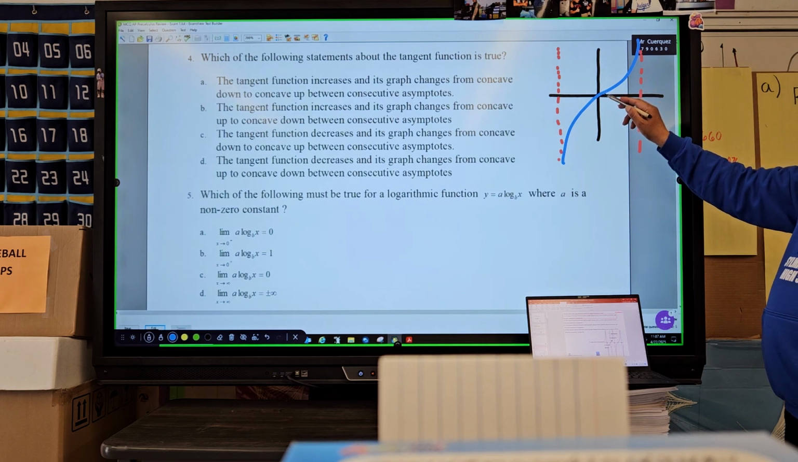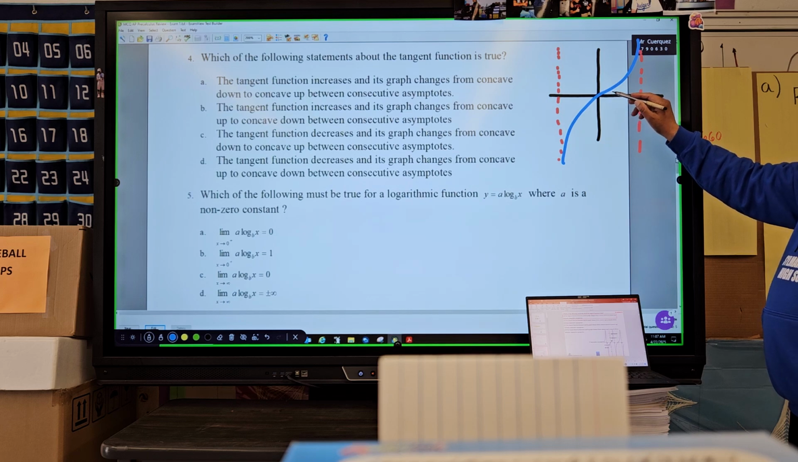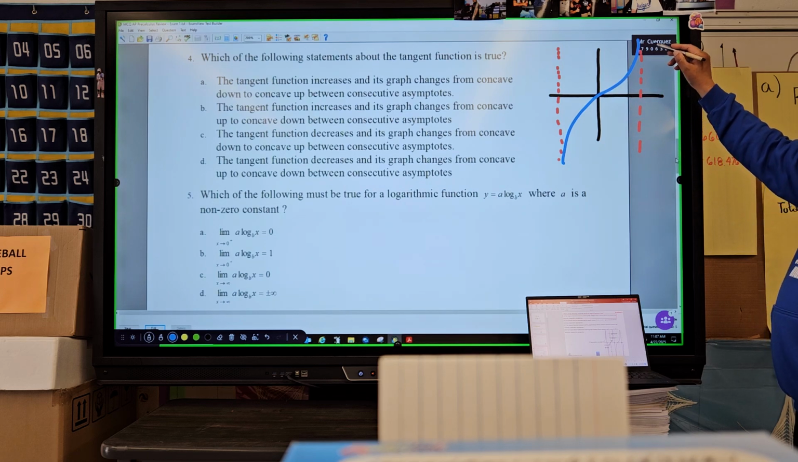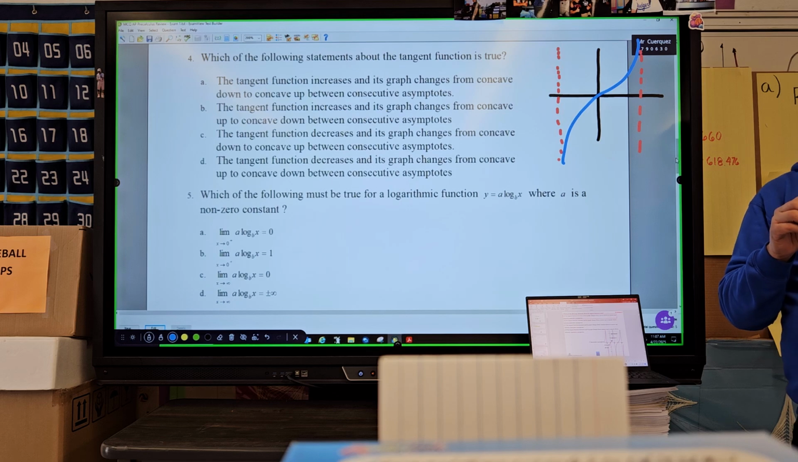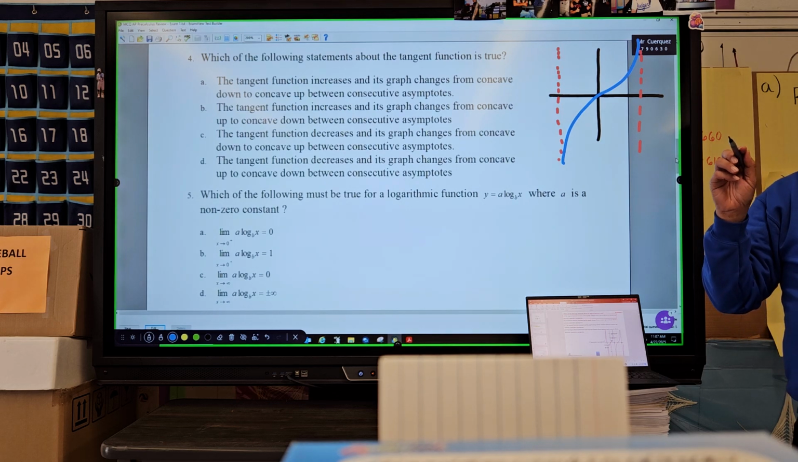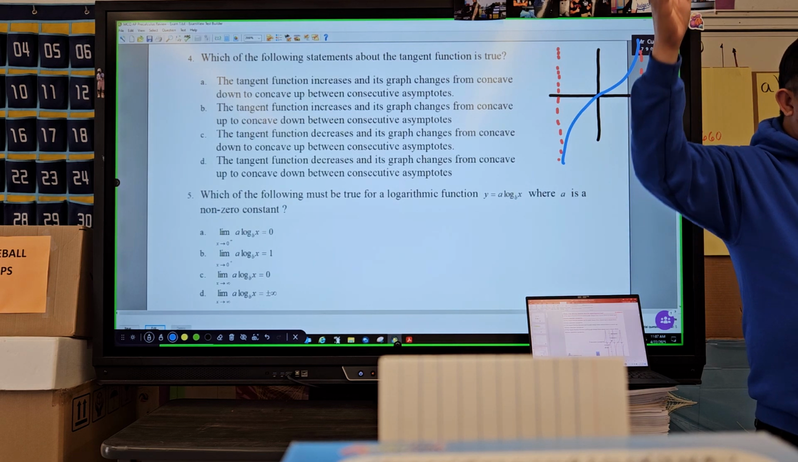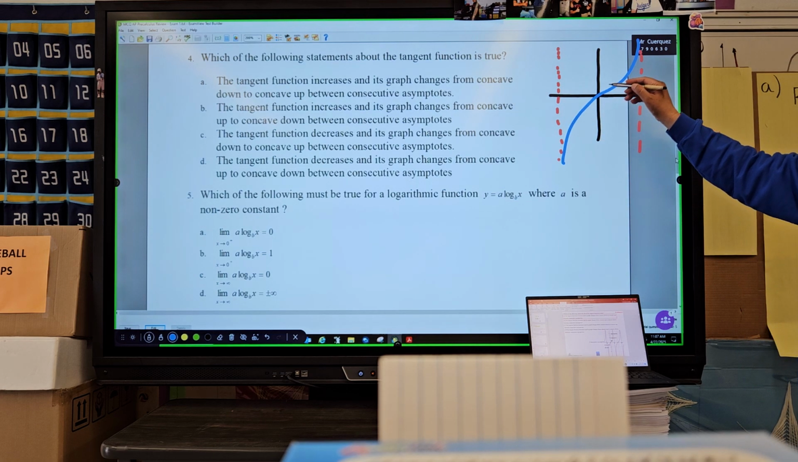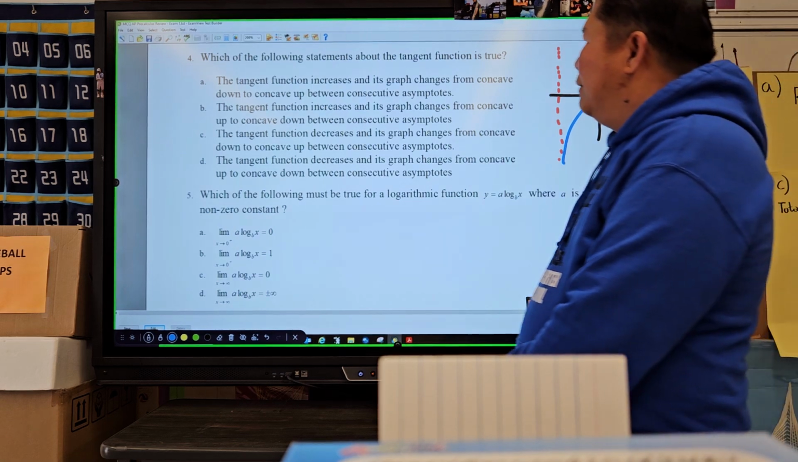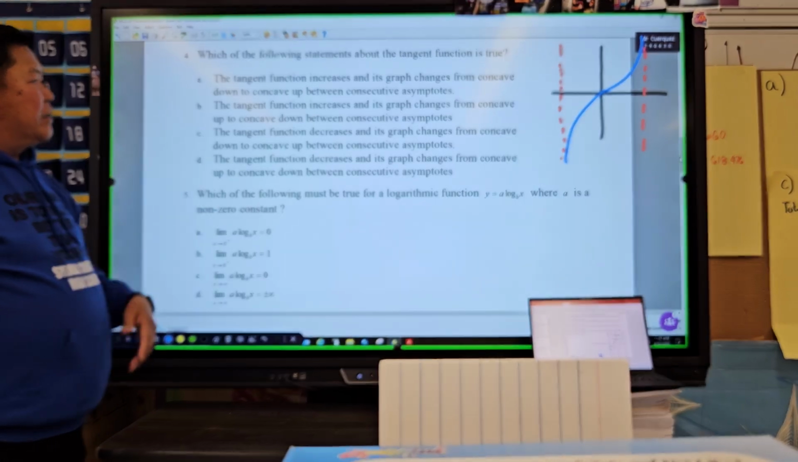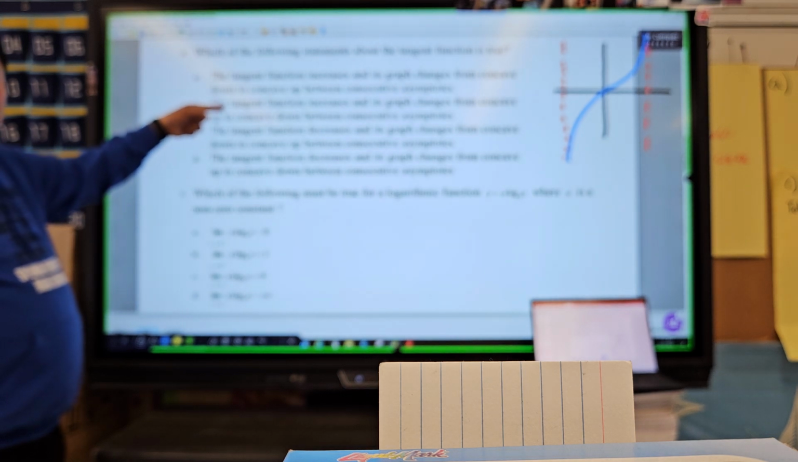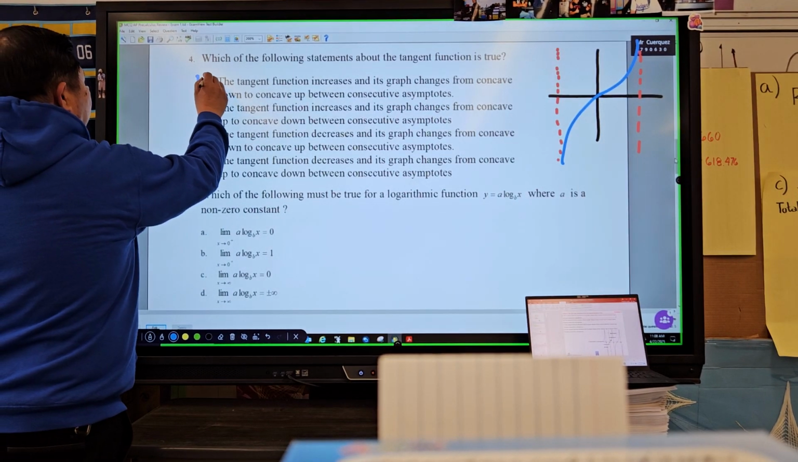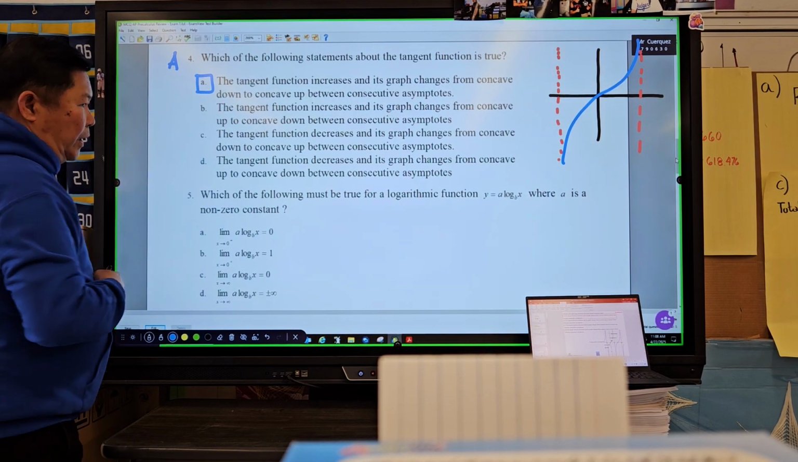And then right here, this is the point of inflection. After this point of inflection, what is the concavity right here now? Up. So, just look at that one. What comes first is concave down, and then concave up. In between the vertical asymptote. And then, is it increasing? Yes. So what do you think is the best option? It's going to be the tangent function increases and its graph changes from concave down to concave up. So this is the right one. Okay?